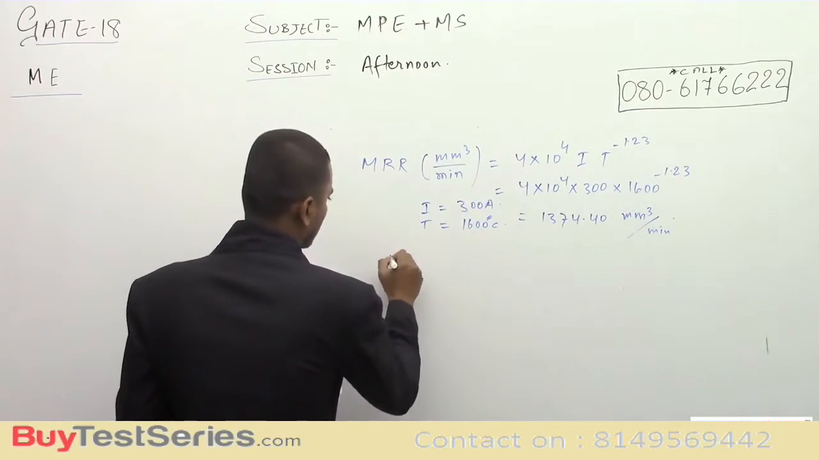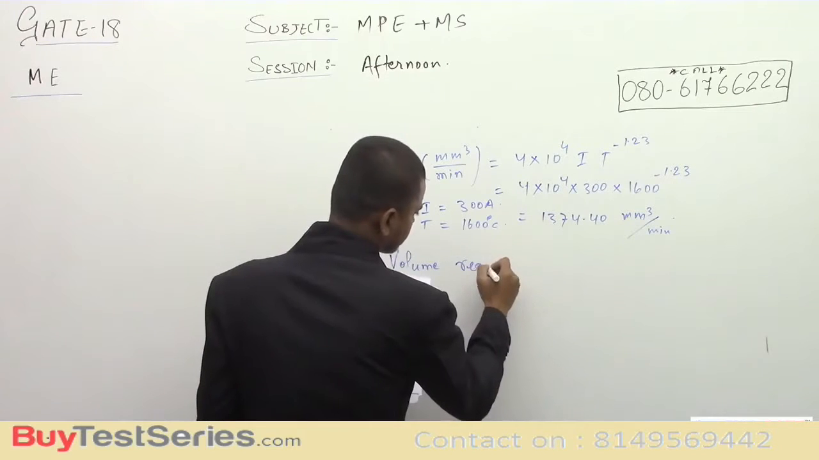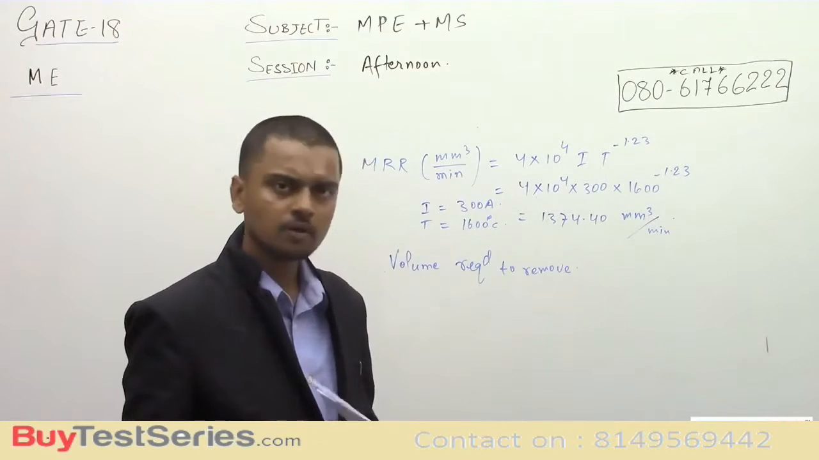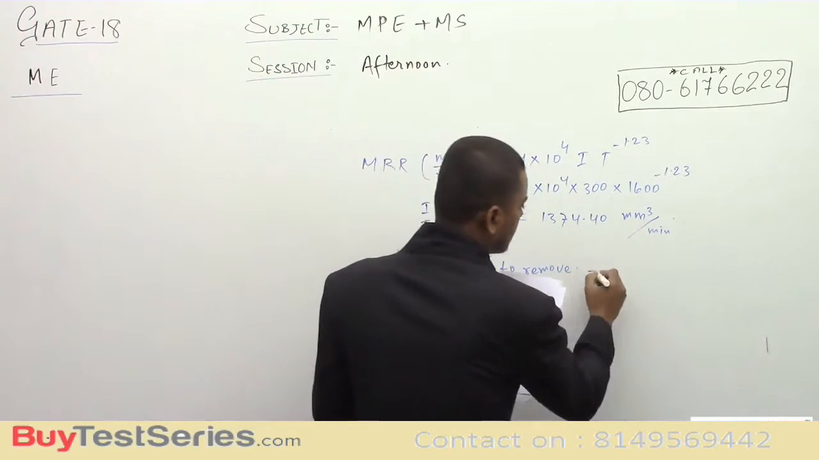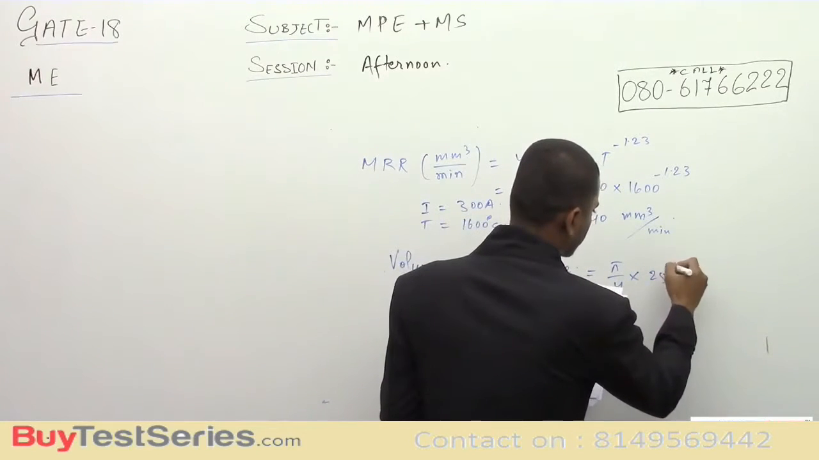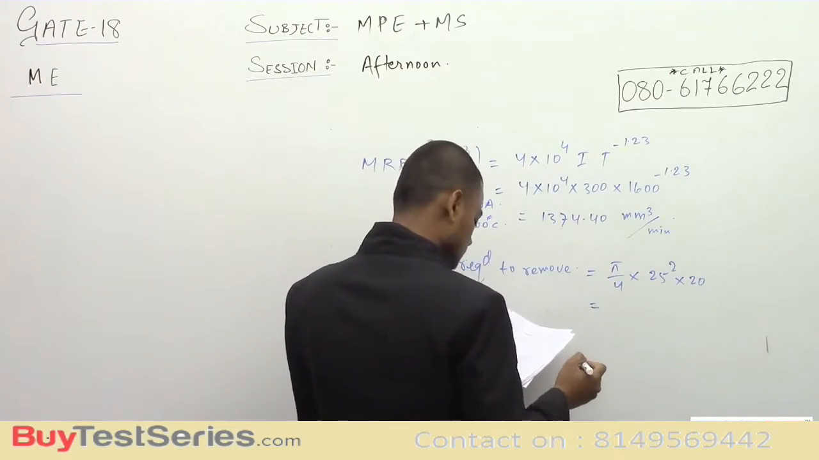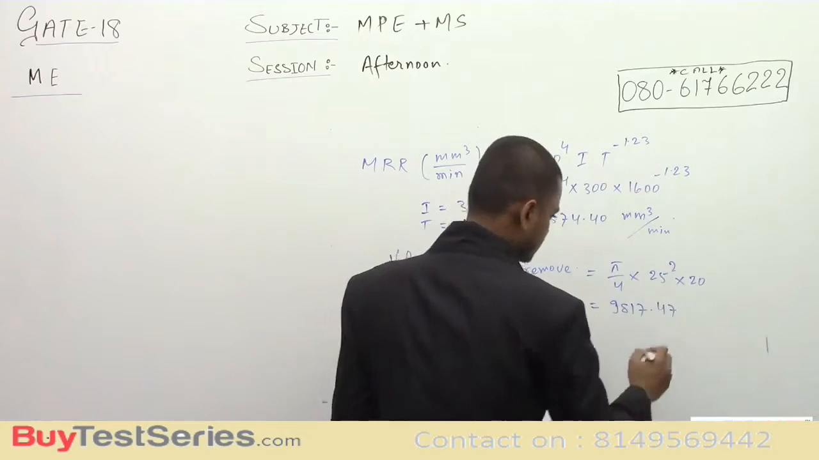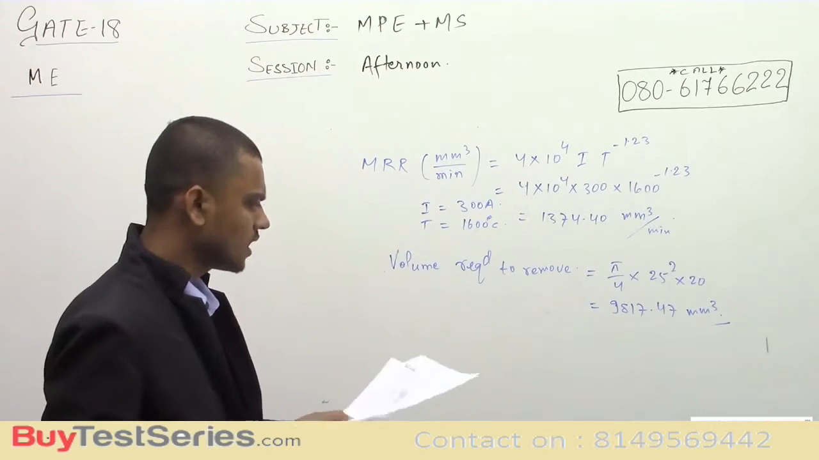Now the volume which is required to remove. In this case we have to drill a circular hole of 25 mm diameter and 20 mm depth. So the volume required to remove will be equal to pi by 4 into diameter squared, which is 25 squared, into depth of 20 mm. So it will be equal to 9817.47 mm³.